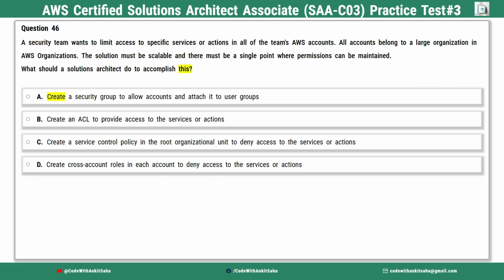Option A. Create a security group to allow accounts and attach it to user groups. Option B. Create an ACL to provide access to the services or actions. Option C. Create a service control policy in the root organizational unit to deny access to the services or actions. Option D. Create cross-account roles in each account to deny access to the services or actions.